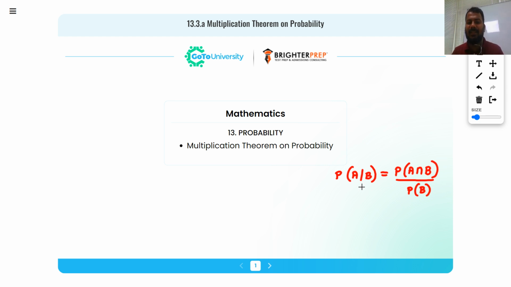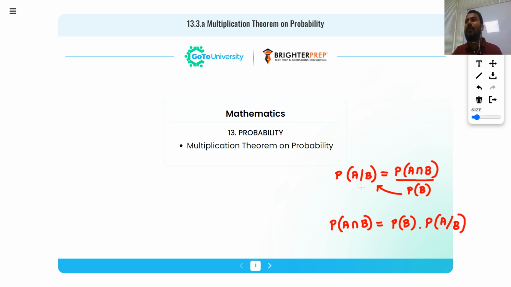Now, what is this multiplication theorem? The multiplication theorem is just a corollary of the conditional probability. A corollary means that if you revamp this formula, you get the multiplication theorem. It says that if you want the probability of A intersection B, that is, the probability that A and B both occur in a particular event, then you cross multiply: probability of B times the probability of A given B.